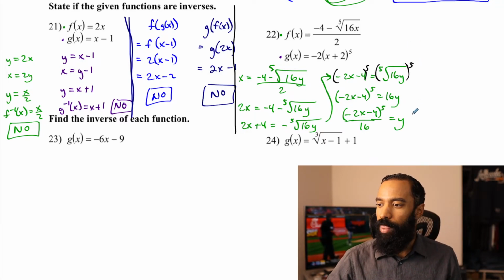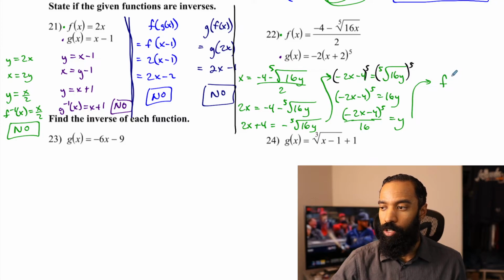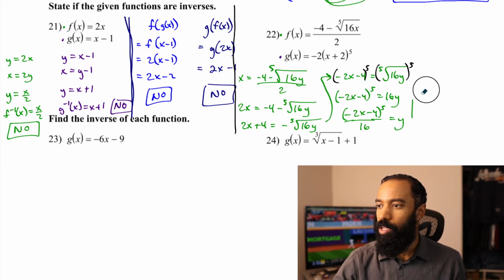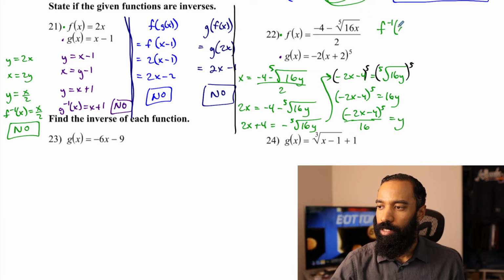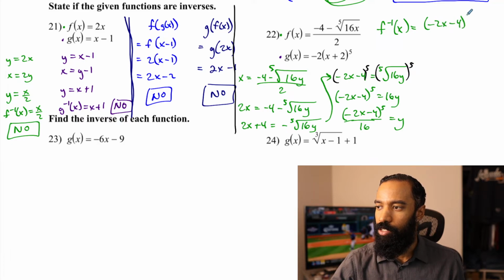Now, that's also in inverse notation. I'm going to have to erase this each time I do a new version of the problem. So the inverse, therefore, is that. Let me try that again. I'm going to just erase everything and redo. So that would be the inverse: negative 2x minus 4 to the 5th power all over 16.